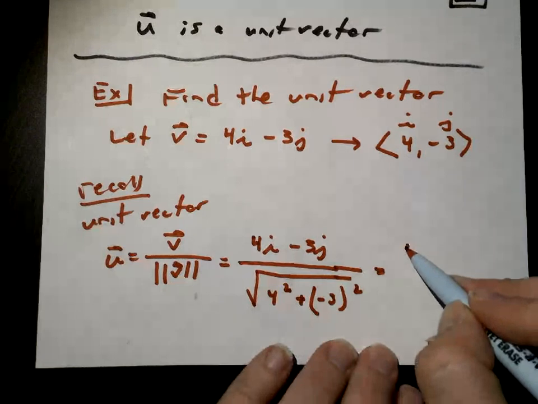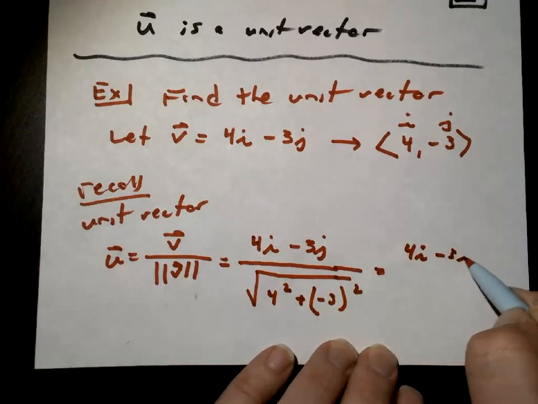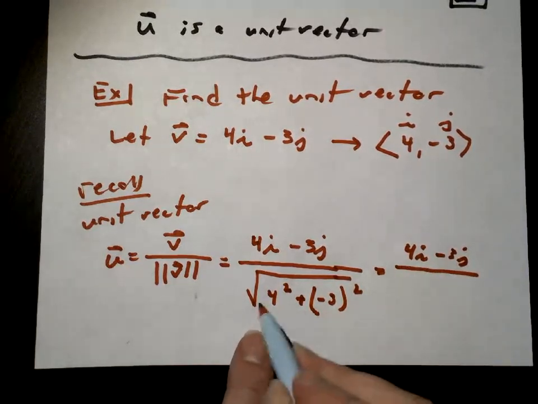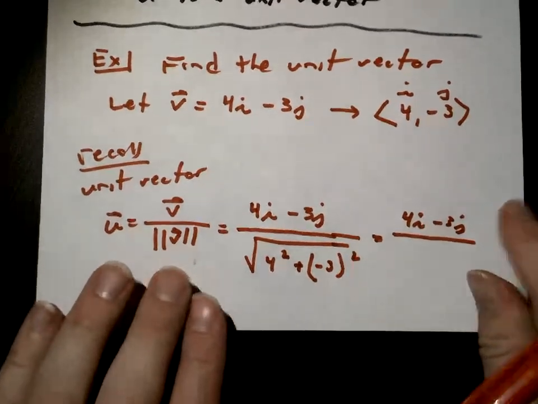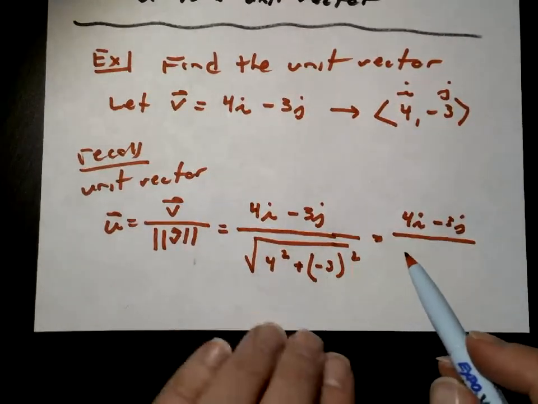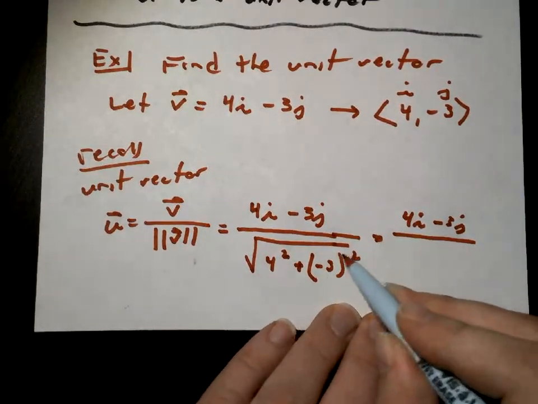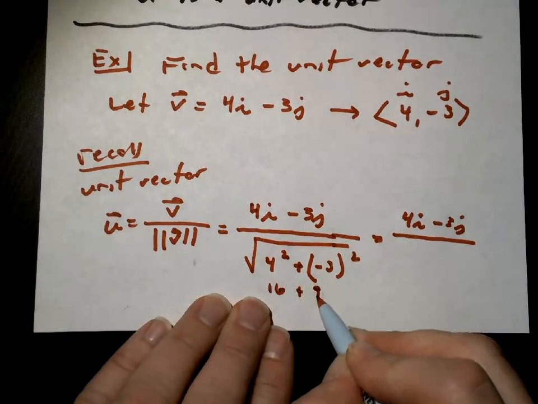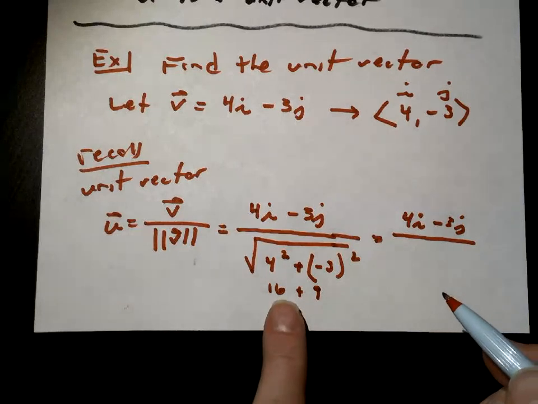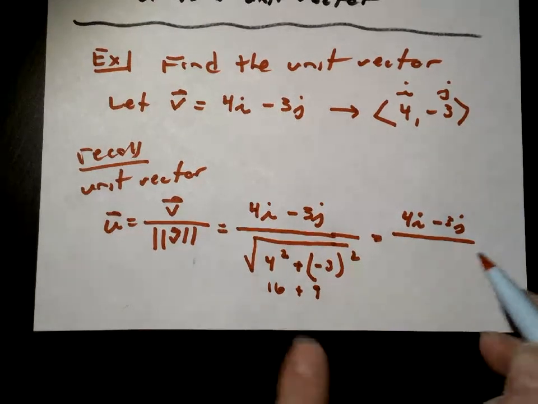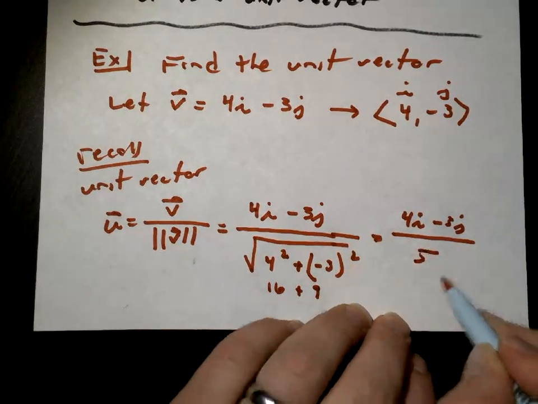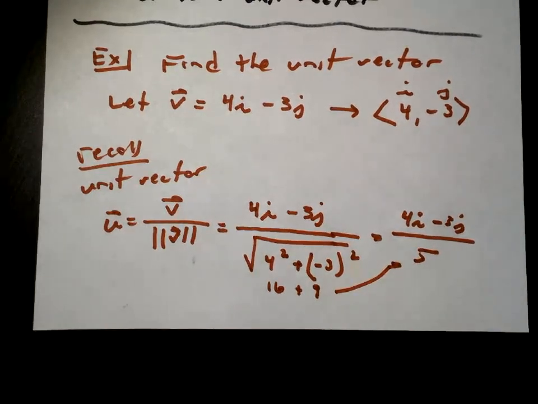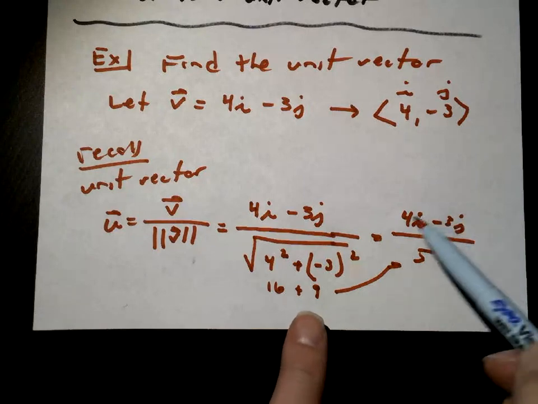And then we do some math here. We take the squares of both, and that's going to be 16, and that's going to be 9, and that's the square root of 25, which is going to be 5, right? So we take the square root of 25, which is 5. That's what we're looking at here.